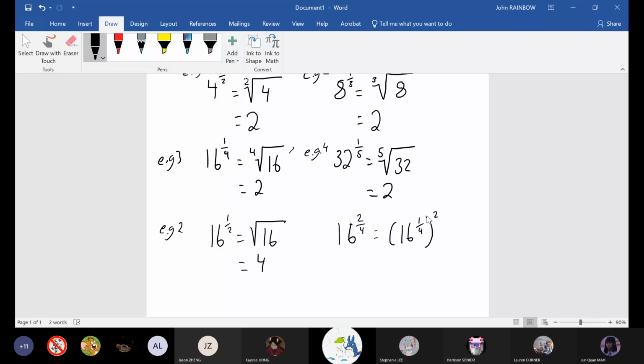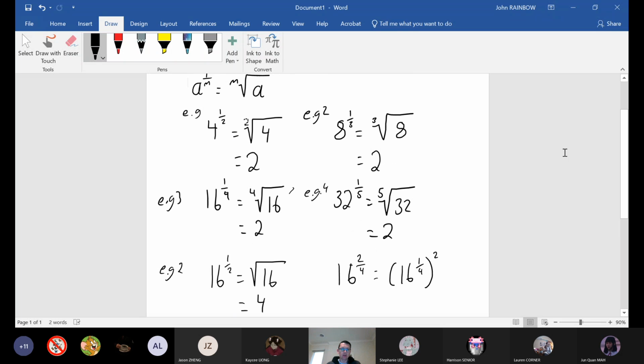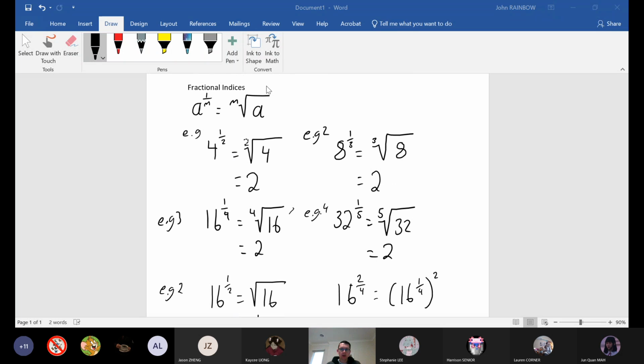So when we're looking at these, this rule, the fractional indice rule, we have 1 over the m. So it needs to be a 1 in the numerator when we're talking about this indice. And the m basically becomes the power of the root that we're doing. So for example, if we've got 4 to the power of a half, it's the square root of 4. Now we don't write 2 there, we just write the square root, and that obviously equals 2.